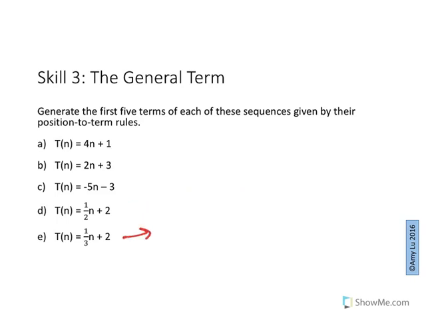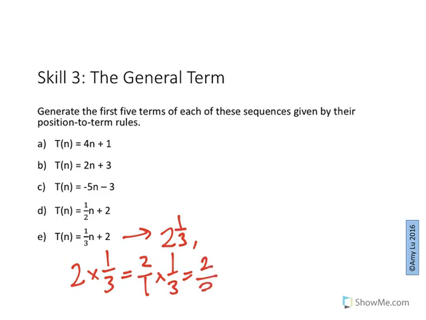Now for this one, 1/3. So let's start with 1. 1 times 1/3, well, as a decimal it would be an irrational 0.3333, so it's best to keep it in the form of a fraction. So 1 times 1/3 is 1/3 plus 2 is 2 1/3. 2 times 1/3 is the same as saying 2 over 1 times 1/3, so that just makes 2/3. So 2 times 1/3 plus 2 will be 2 2/3.